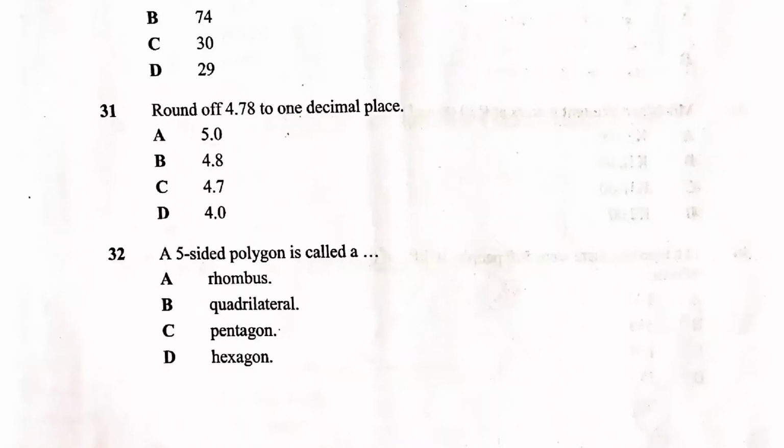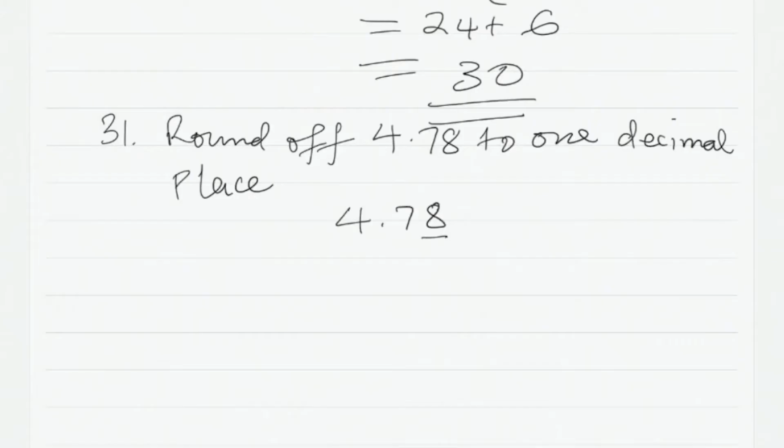7 of the question paper for last year, 2019, and we are on question number 31. The question is number 31, round off 4.78 to 1 decimal place. So our number to round off is 4.78. To 1 decimal place, we are going to have a look at 8.